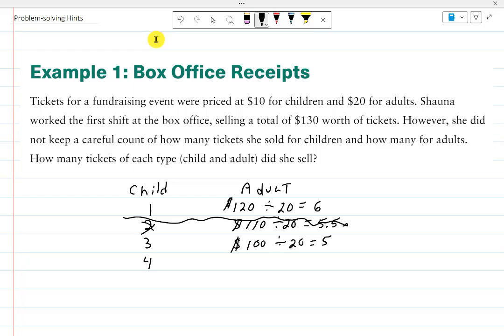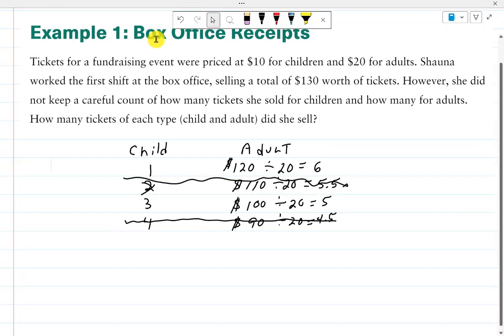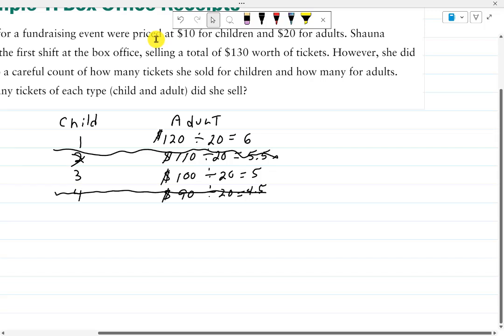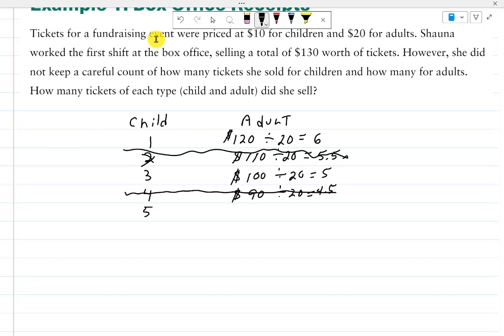Let me try 4 kids. So that's $40. That would leave $90 for the adults. And if I try to divide that 90 by 20, I get 4.5. Obviously, that's not a solution, so I'm going to cross that out. Now, what I'm seeing here, though, is a pattern. It looks to me like only the times when you have an odd number of children will you have a solution. So when I get to 6, that won't have an answer, for example. But if I have 5 children, they spent $50, that leaves $80 for the adults. If I divide those $80 by 20, I get 4 adults.